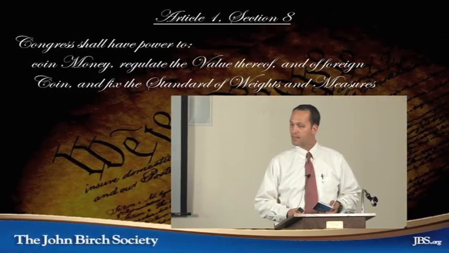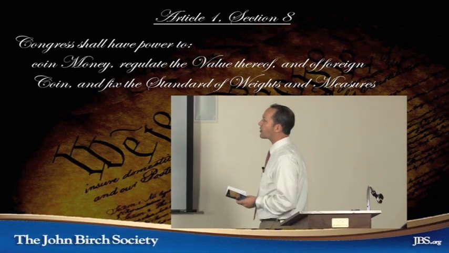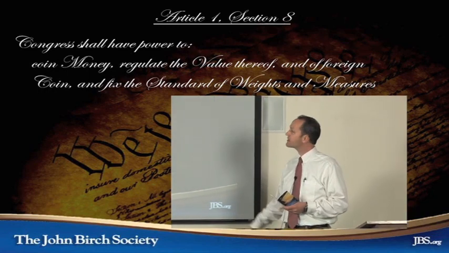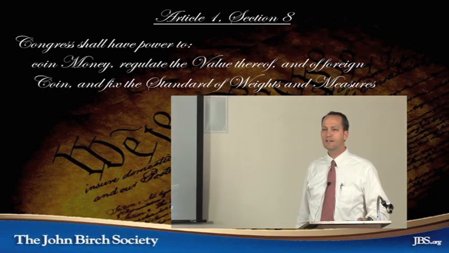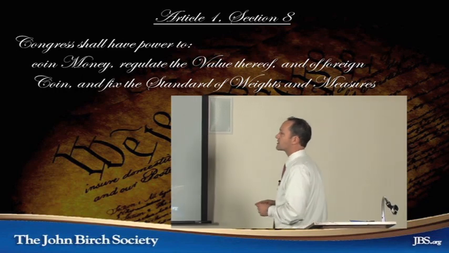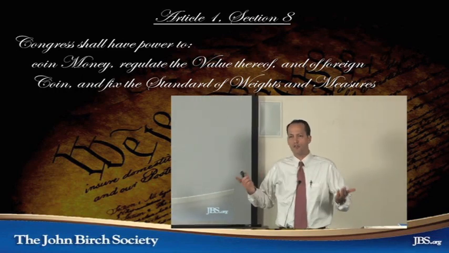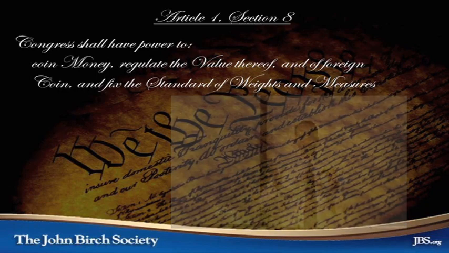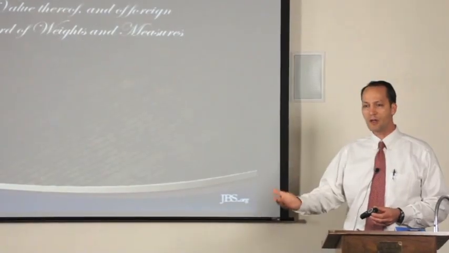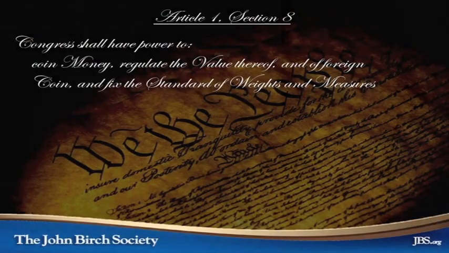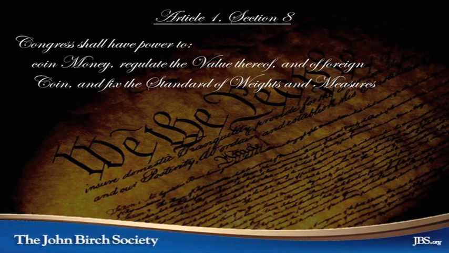You see that there? It also says to regulate the value thereof and of foreign coin and fix the standard of weights and measures. Let's go ahead and take these in reverse. The last one first. Congress has the power to fix the standard of weights and measures. That one's very uncontroversial. Very simply, Congress sets up a standard of trade so that 50 pounds of wheat from one state is the same quantity as 50 pounds of wheat from another, and so on, that we'll have across our entire country uniform measurements for trade.